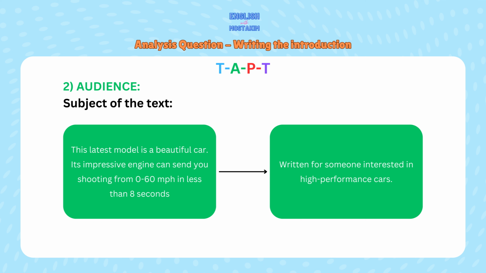Someone who is really interested in high performance cars will love to see these details, and so the audience is someone who is interested in high performance cars. Someone who isn't interested in high performance cars won't be really interested or engaged by the statistics that this car can go from 0 to 60 in 8 seconds.